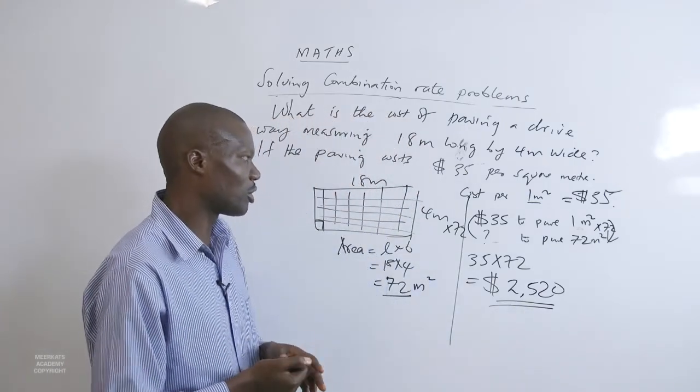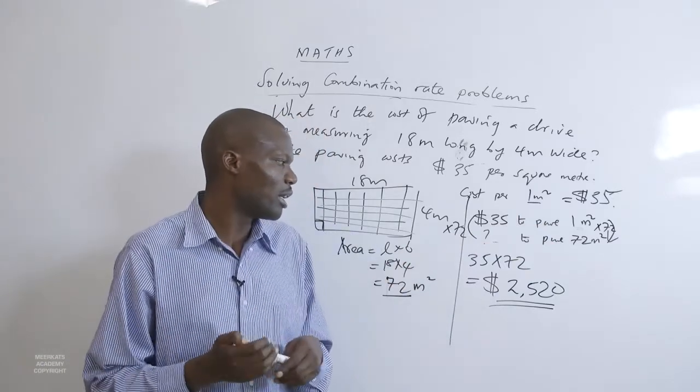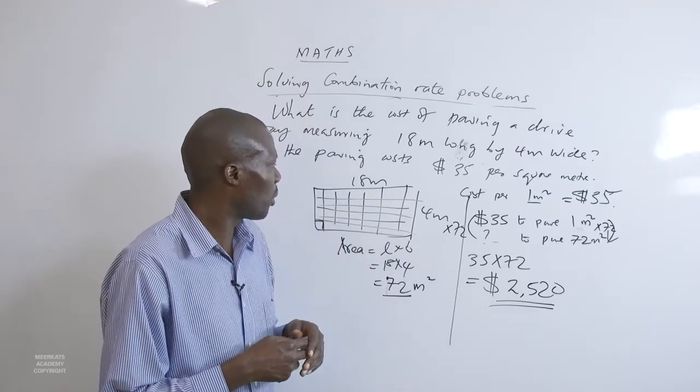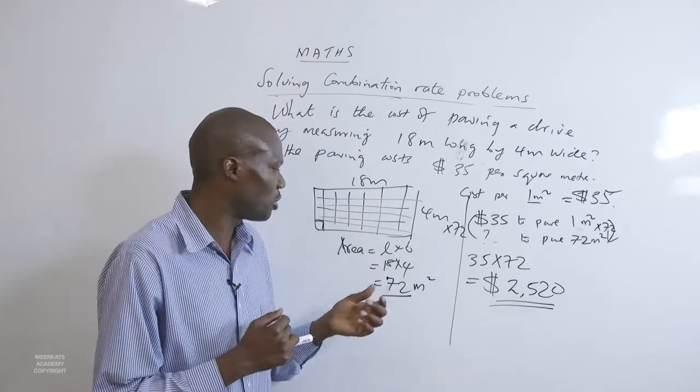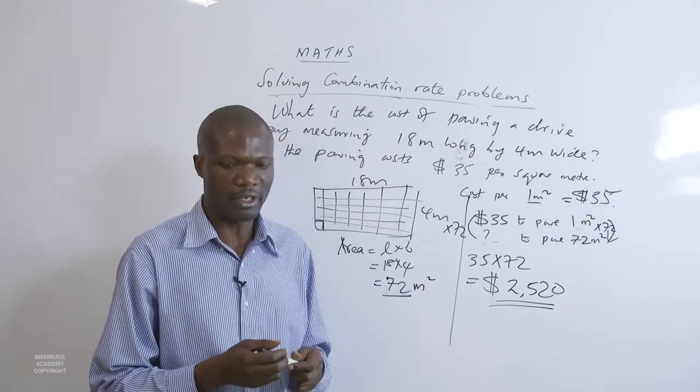That is simply because for every 1 square meter, we are spending a total of $35. And the driveway has got a total of 72 square meters. That's why we come up with that.